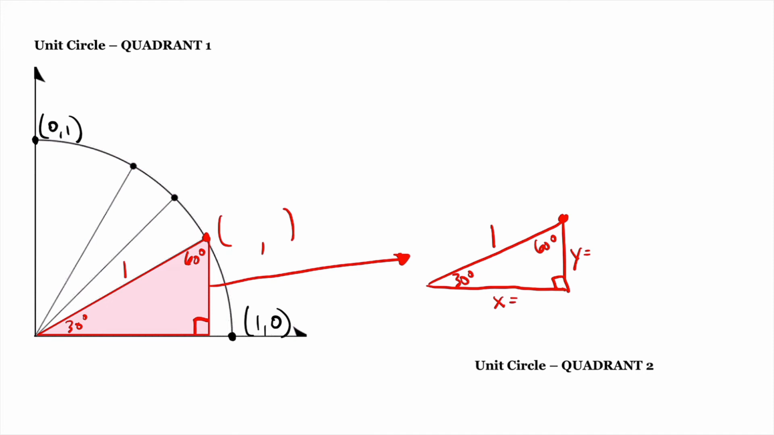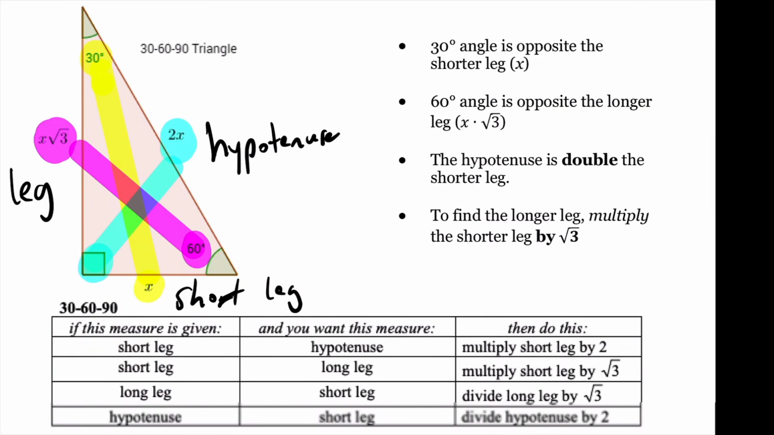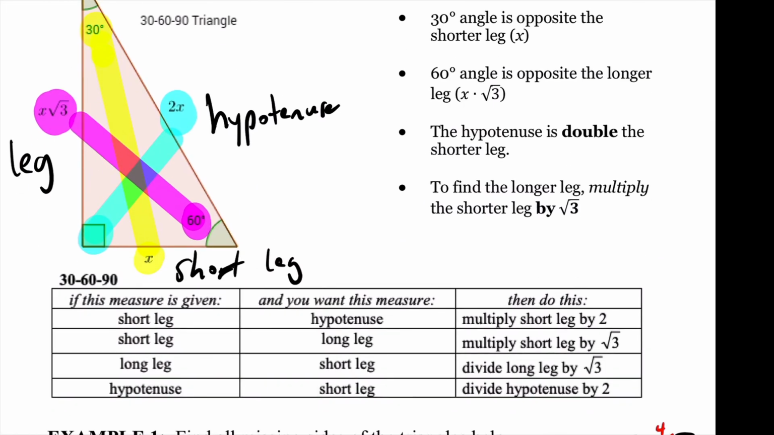We know it's a 30, 60, 90. Do we know how to find legs? Short leg, long leg, hypotenuse on a 30, 60, 90? Yeah, if we don't, it's written down in our notes. We did this last 2 days. That's why we did that last 2 days, so you could do this, right? So we know which one is 1? Hypotenuse. We know the hypotenuse, right? So we're given the hypotenuse.